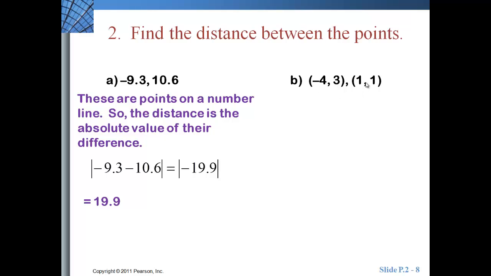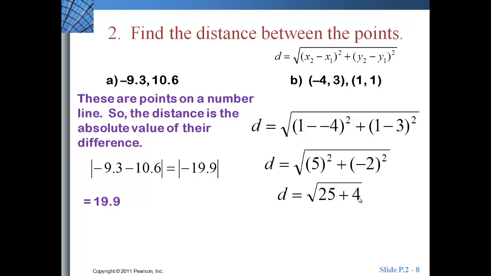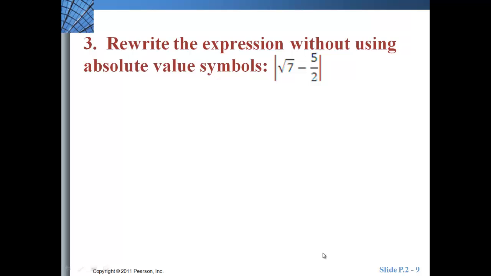These 2 are on the coordinate plane, the Cartesian plane, so we're going to have to use our distance formula, which is the square root of the difference of our x's squared plus the difference of our y's squared. So I'm going to have 1 minus negative 4 squared plus 1 minus 3 squared, which ends up with 5 squared plus negative 2 squared, 25 plus 4, which gives me the square root of 29.